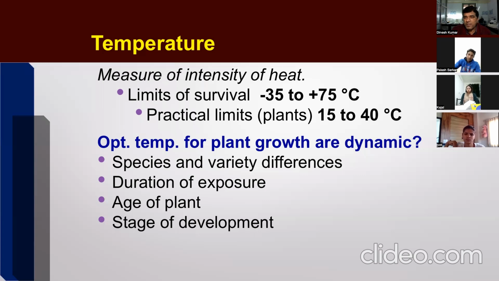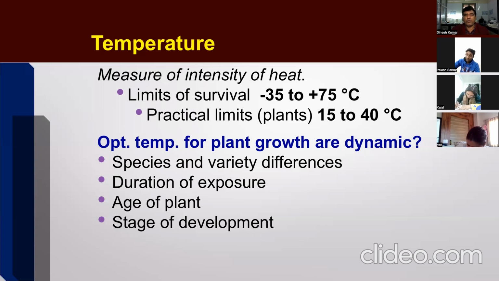But the practical limits for survival of the plants is 15 to 40 degrees centigrade. Please note down, this is sometimes asked in quiz exams. So practical limits for survival of the plants on the earth is 15 to 40 degrees centigrade. This is normal range for most of the plants on the earth.